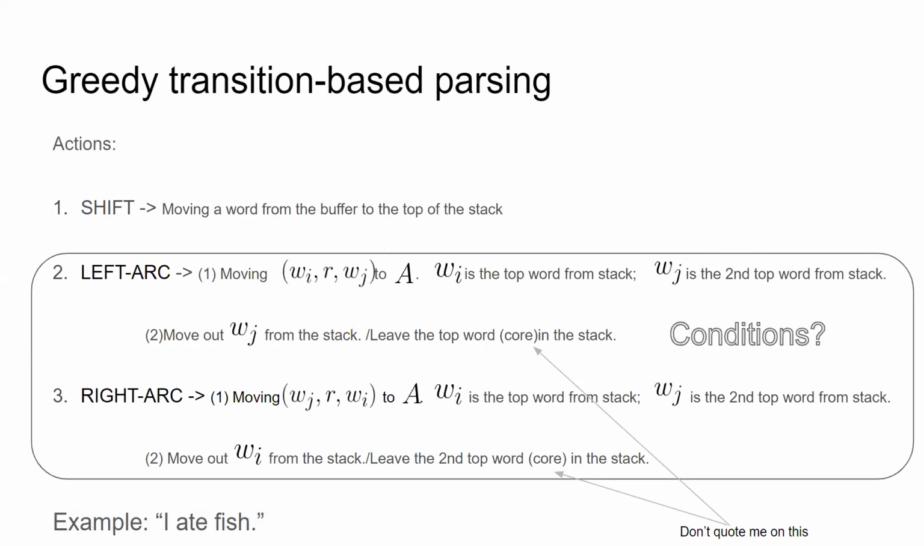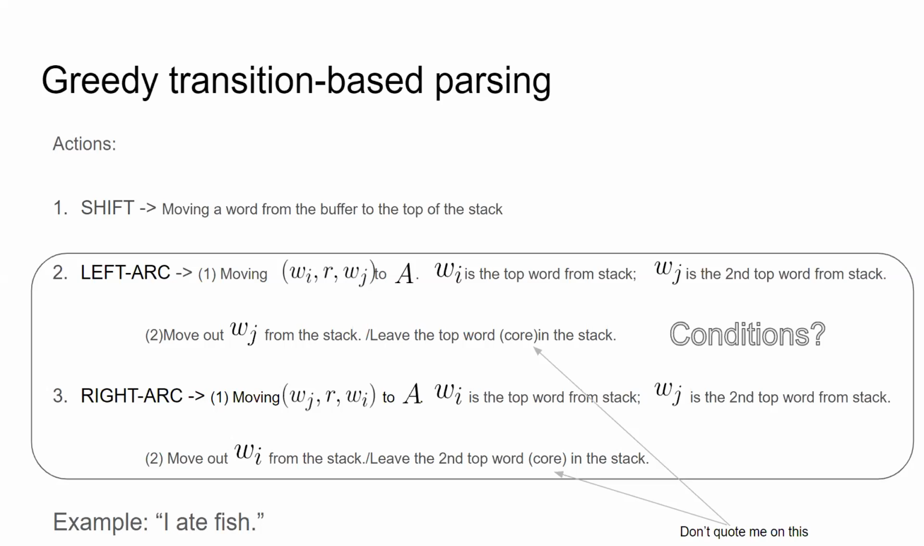So remember, the stack is the pile of words we are dealing with currently, and the buffer is a pile of words we haven't dealt with yet. So this action, shift, is like pulling a word from the backstage to the front stage. And here are 2 actions called left arc and right arc. They're like twins going to opposite directions. They both have 2 steps.